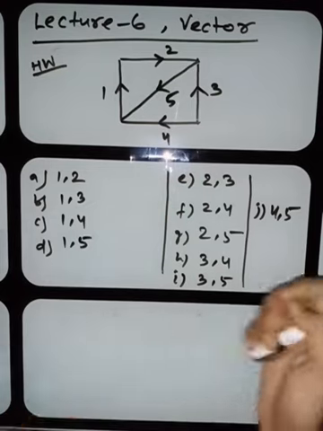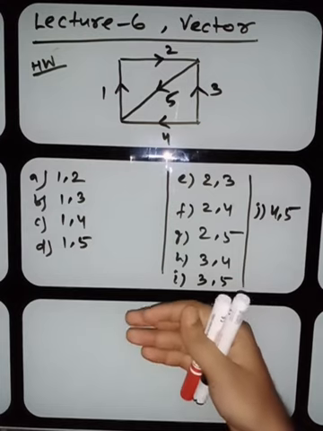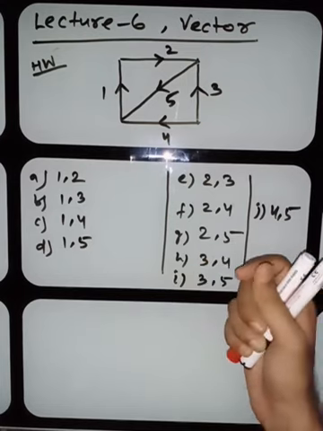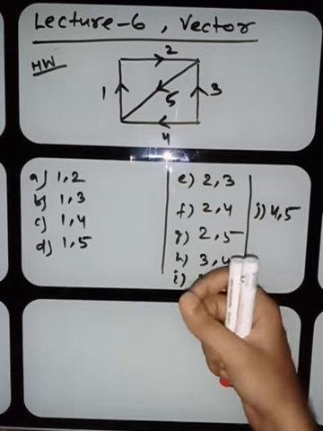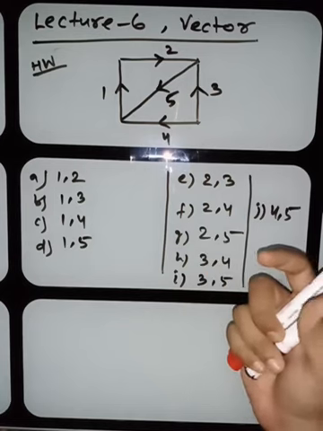Okay, and in the next class, students, we will study a few more topics of vectors. Probably we will start from the magnitude and direction of the vector, and we will proceed to the types of vectors.